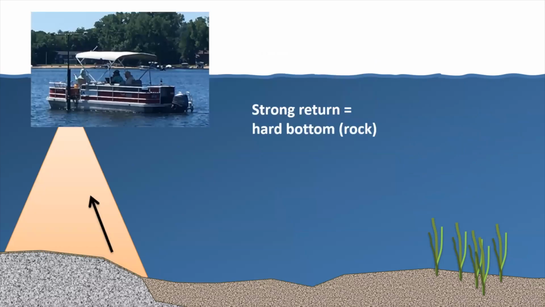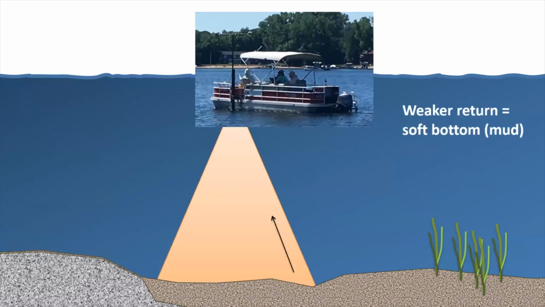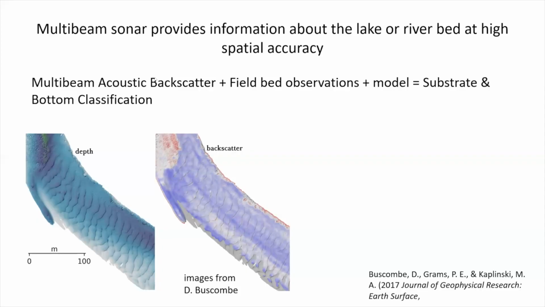And it's this backscatter information that can really tell us a lot about the characteristics of a lake, ocean, or riverbed. So if we get a really strong return, typically you can consider this to be something like a hard bottom or a rock. Or alternately, if we get a weaker return, this might be something more like a soft bottom substrate or a muddy type substrate. This combination of information, the depth and acoustic backscatter from a multi-beam sonar, can provide information about a lake or riverbed at very high spatial accuracy.